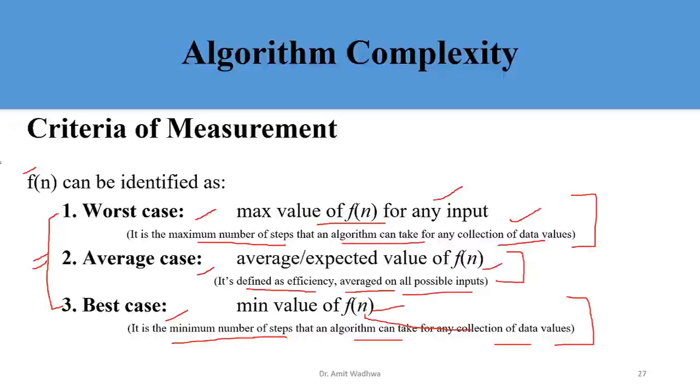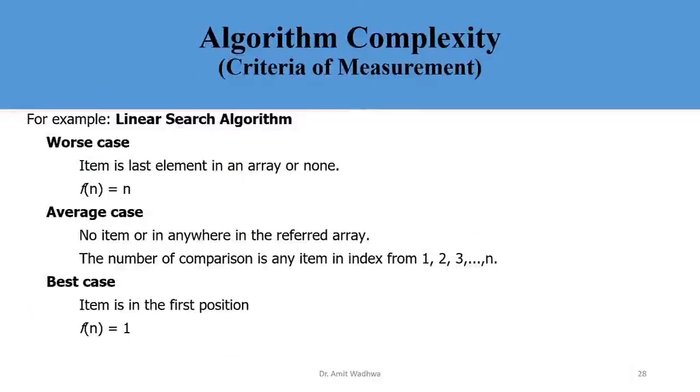And further, when we discuss the asymptotic notations, this worst case will be represented with big O notation, something which will be discussed in the coming session. Then we have this average case, which is represented with the theta notation, and then we have best case, which is represented with the big omega notation. So let us continue further.